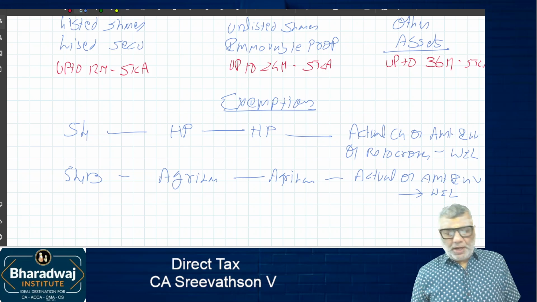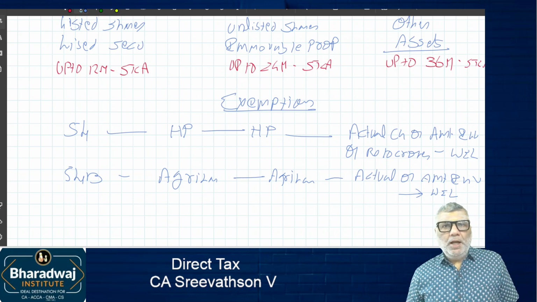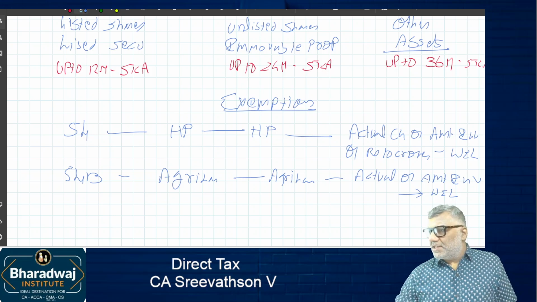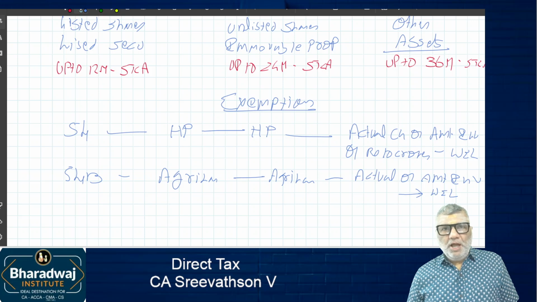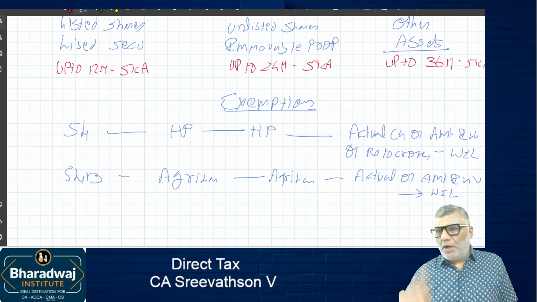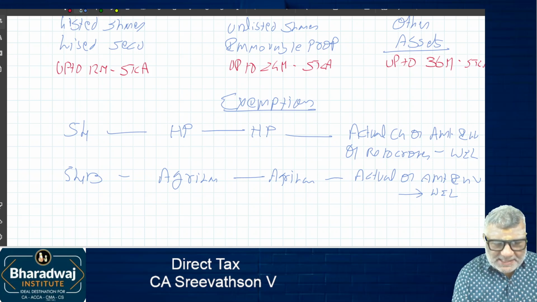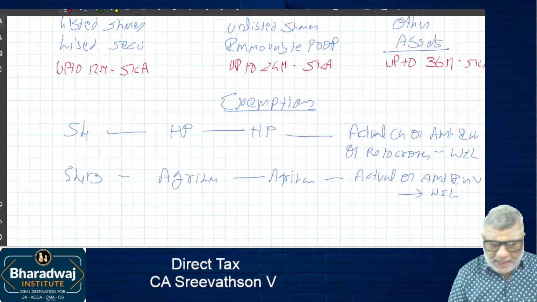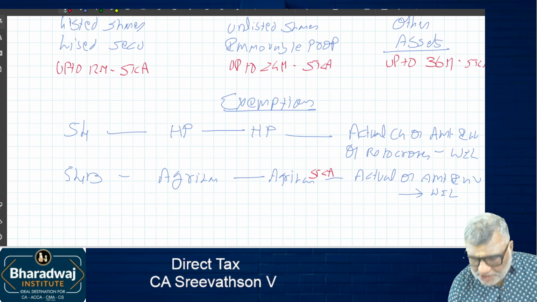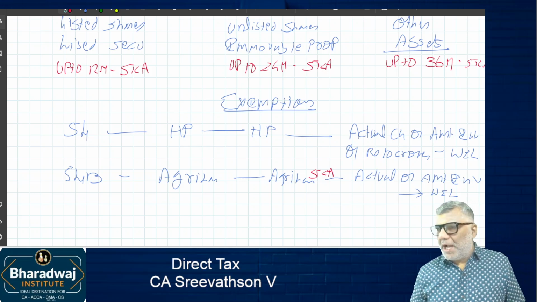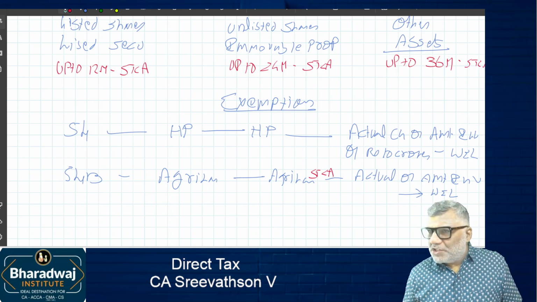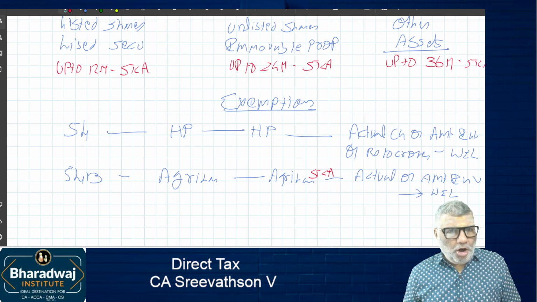In 54, I forgot to tell you something. If the long-term capital gain does not exceed 2 crores, you can invest in 2 house properties. Where it exceeds 2 crores, you can only get the benefit for 1 house property. And the beauty of 54B is that it is also for STCG. This is the only section which is also for STCG. All other sections are only for LTCG.